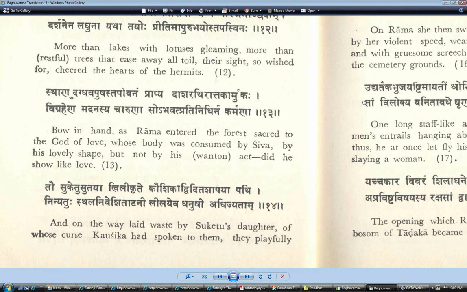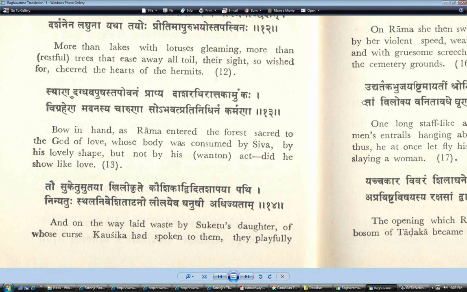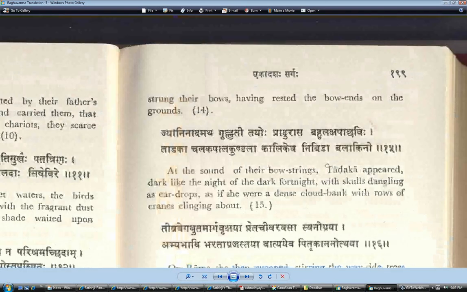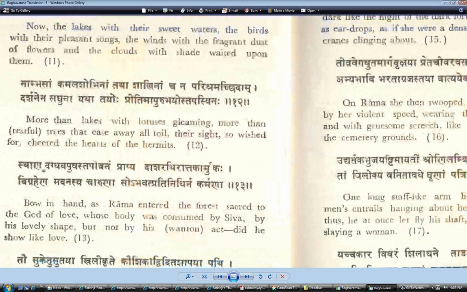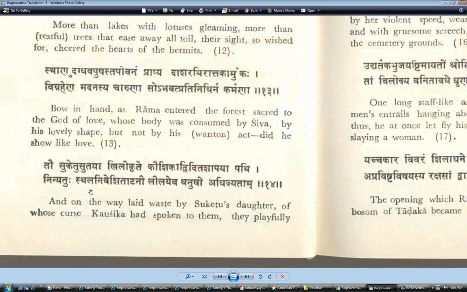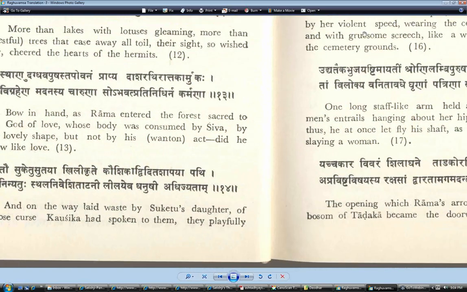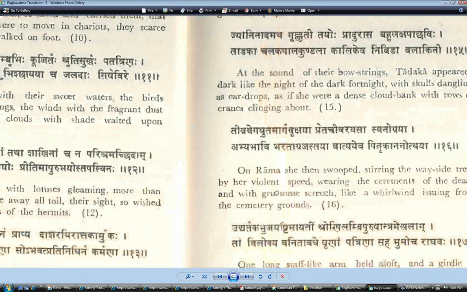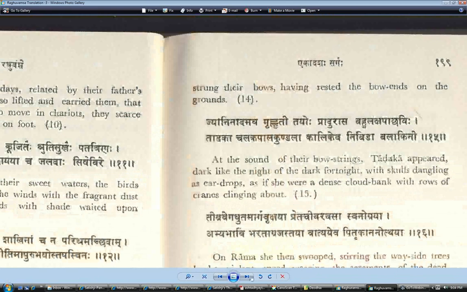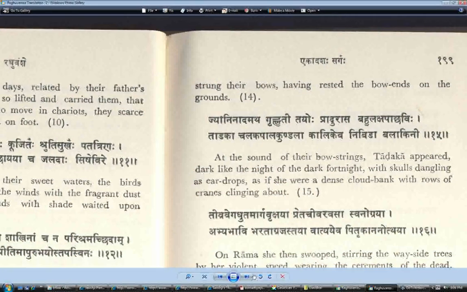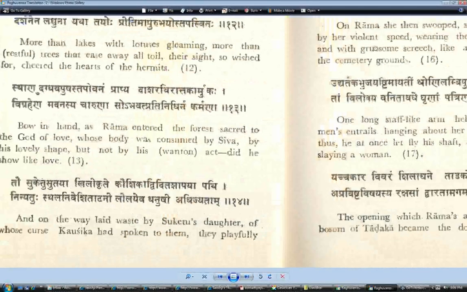Okay, thank you. And then we have one more thing, which is having rested the bow ends on the ground. Again we have a Bahuvrihi compound here: sthala niveshita atani. The ground is the sthala, the bow end is the atani, which means koti, and resting is the niveshita, having made to enter. Okay, thank you, sir. You have a knack for this, by the way.